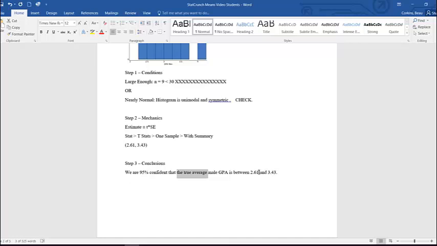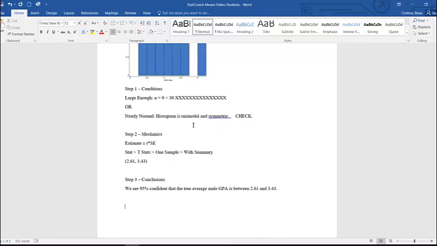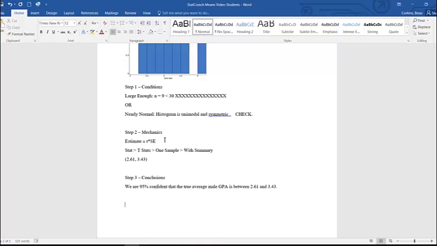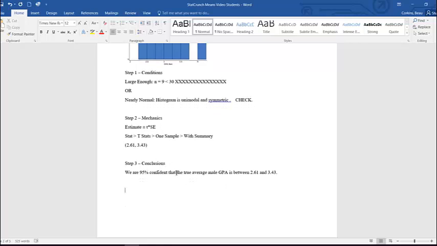And if I had units, I would put them, but the units of GPA are just GPA, so it feels redundant. But if it was dollars or whatever. So again, check your conditions, use StatCrunch to calculate, and then write your conclusions out. T statistics are actually much, much quicker than Z statistics, because StatCrunch is going to do all the calculation for us.